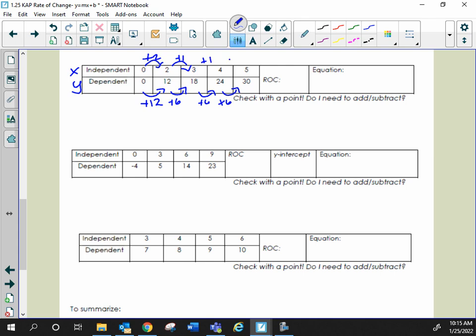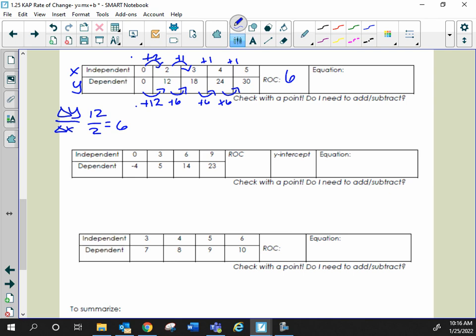Plus 1, plus 1. If I do that change in y over change in x for the first set, for that 12 and 2, what does 12 over 2 simplify down to? 6. If I did the next one, 6 over 1, what does that simplify down to? 6. So is it still a constant rate of change? Yes. I was trying to trick you and make you doubt yourself, and here we are. But it simplifies to the same thing. My rate of change is 6.